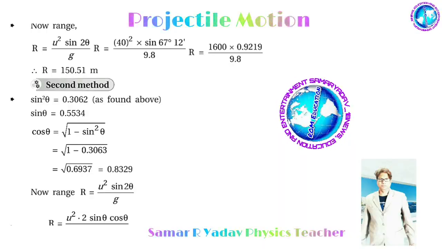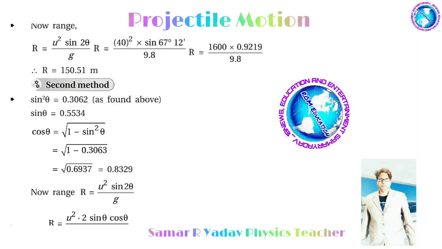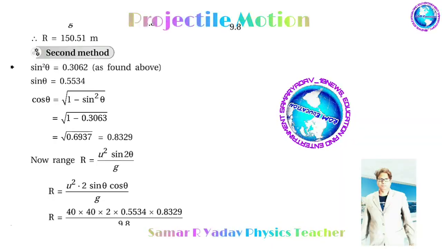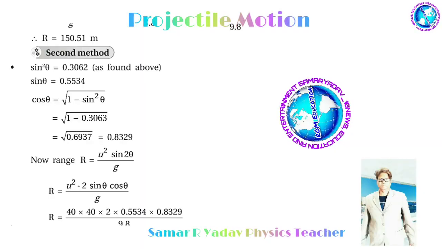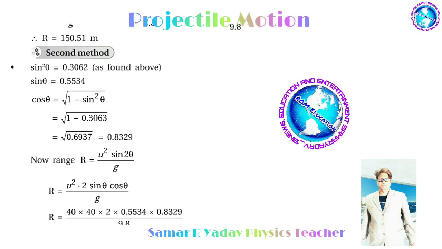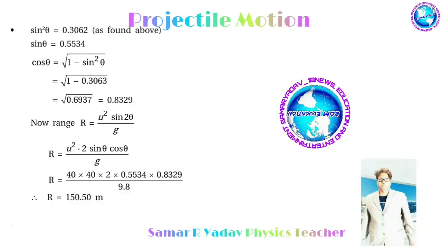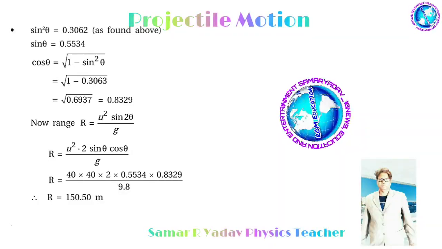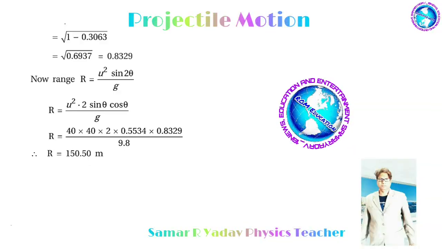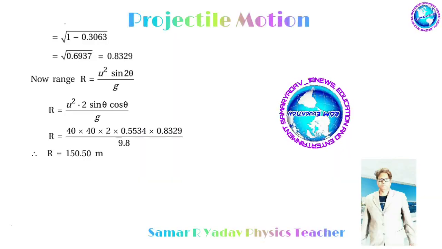Second method, sin square theta is equal to 0.3062 as found above. Sin theta is equal to 0.5534. Cos theta is equal to under root 1 minus sin square theta is equal to under root 1 minus 0.3063 is equal to under root 0.6937 is equal to 0.8329. Now range R is equal to u square sin 2 theta upon g. Therefore R is equal to u square into 2 sin theta cos theta upon g. Therefore R is equal to 40 into 40 into 2 into 0.5534 into 0.8329 upon 9.8. Therefore R is equal to 150.50 meter.